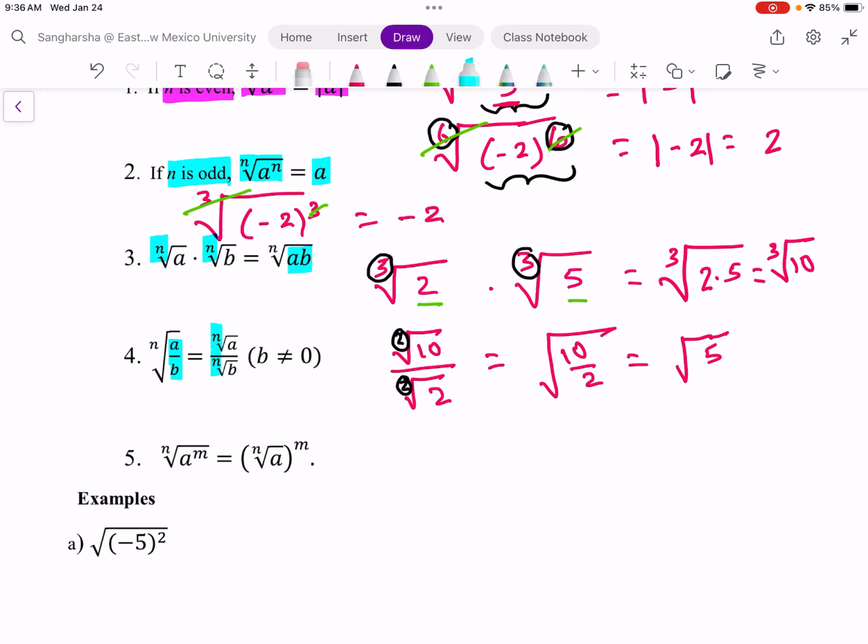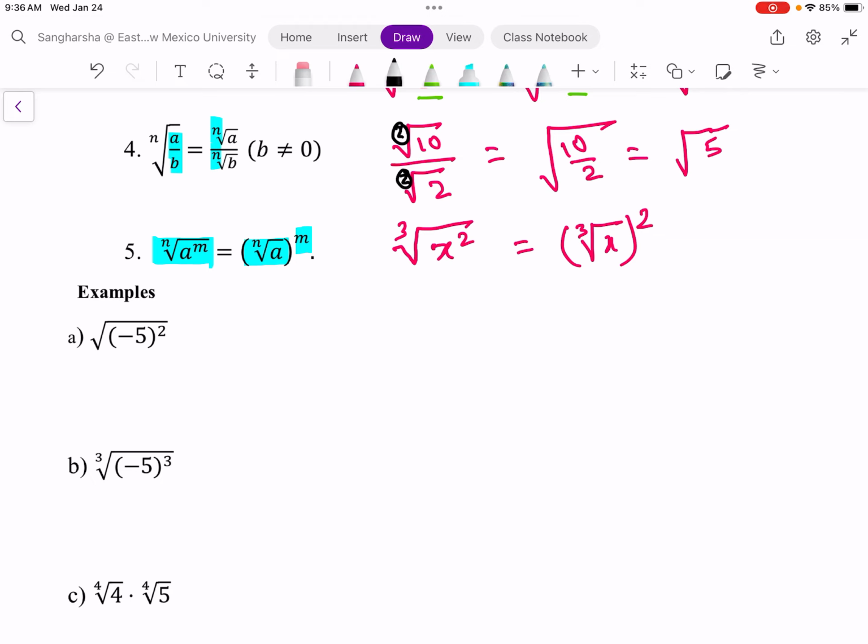The next property is that the nth root of a to the power m is the same as the mth power of the nth root of a. So you can rewrite this. Let's say we have the cube root of x squared. This is the same as the square of the cube root of x. It's the same thing. Now let's do some examples.